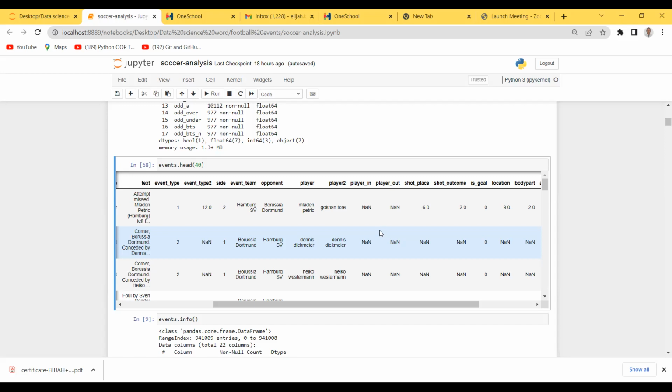Okay, now let's continue. Player in. What does player in mean? And player out. Player in, player out. I think that just means substitutions in the game.